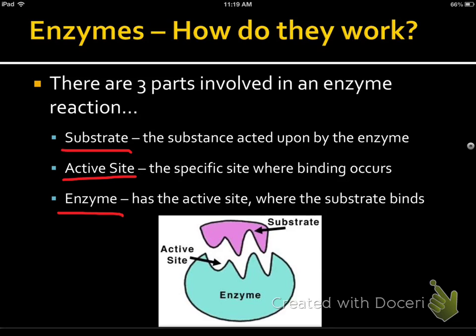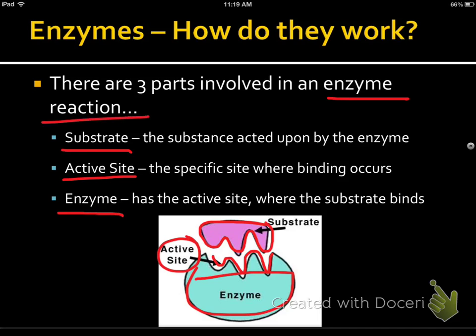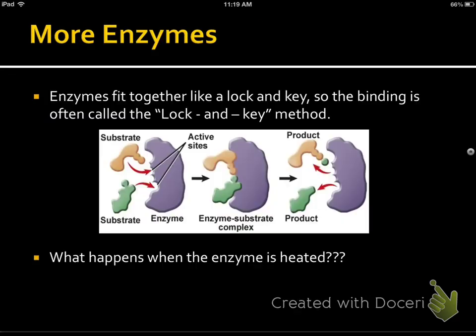So your substrate, if we look down here at this picture, is this purple spot. That's what's going to bond in. The active site is this spot where it's going to fit. And then the enzyme is your big thing here. So the active site is on the enzyme. The substrate is what's coming in to bind. And this is an enzyme reaction. Okay? And then more enzymes.